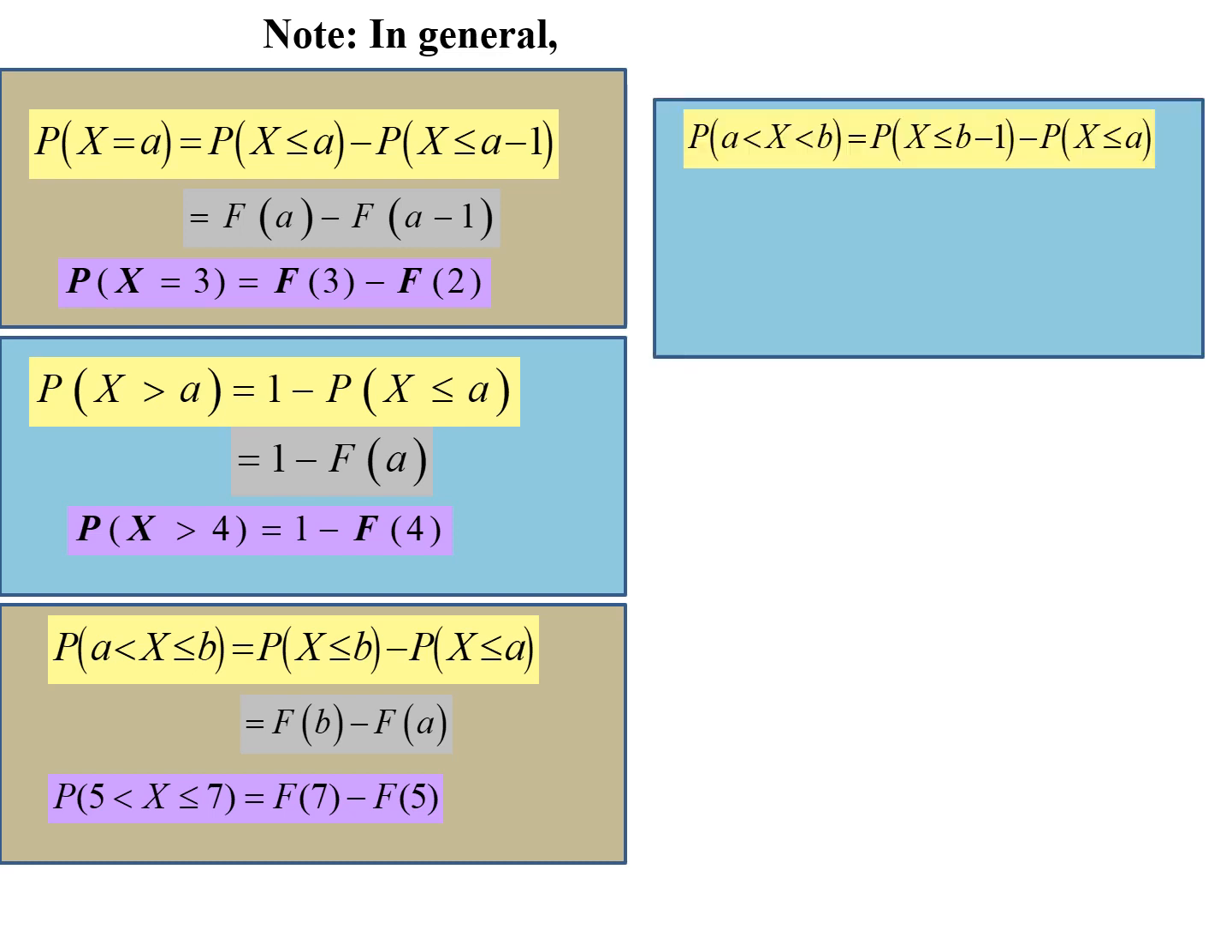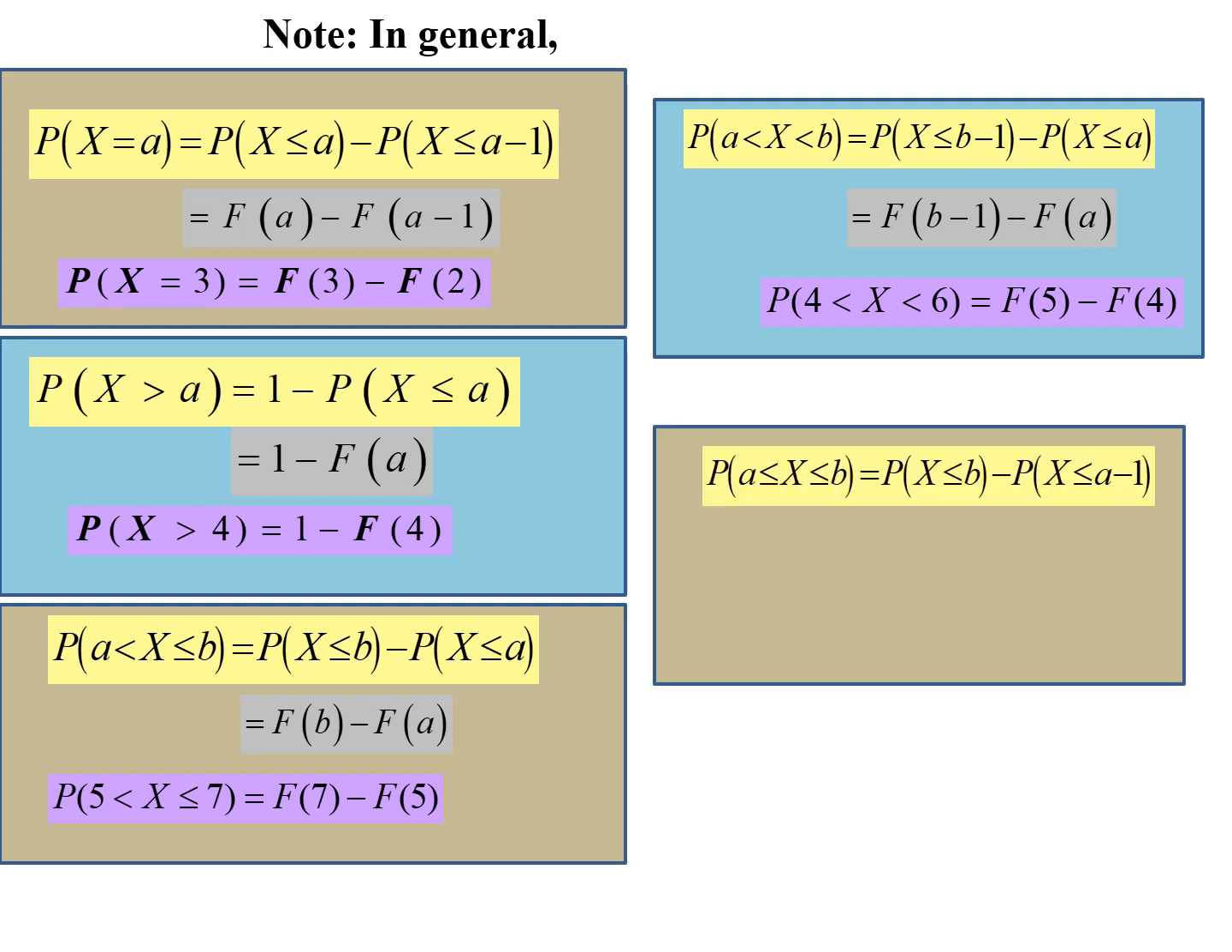Next, probability X is less than b, greater than a, we can write as probability X is less than or equal to b minus 1, minus probability X is less than or equal to a, F(b minus 1) minus F(a). The example, probability X is less than 6, greater than 4, equals F(5) minus F(4).